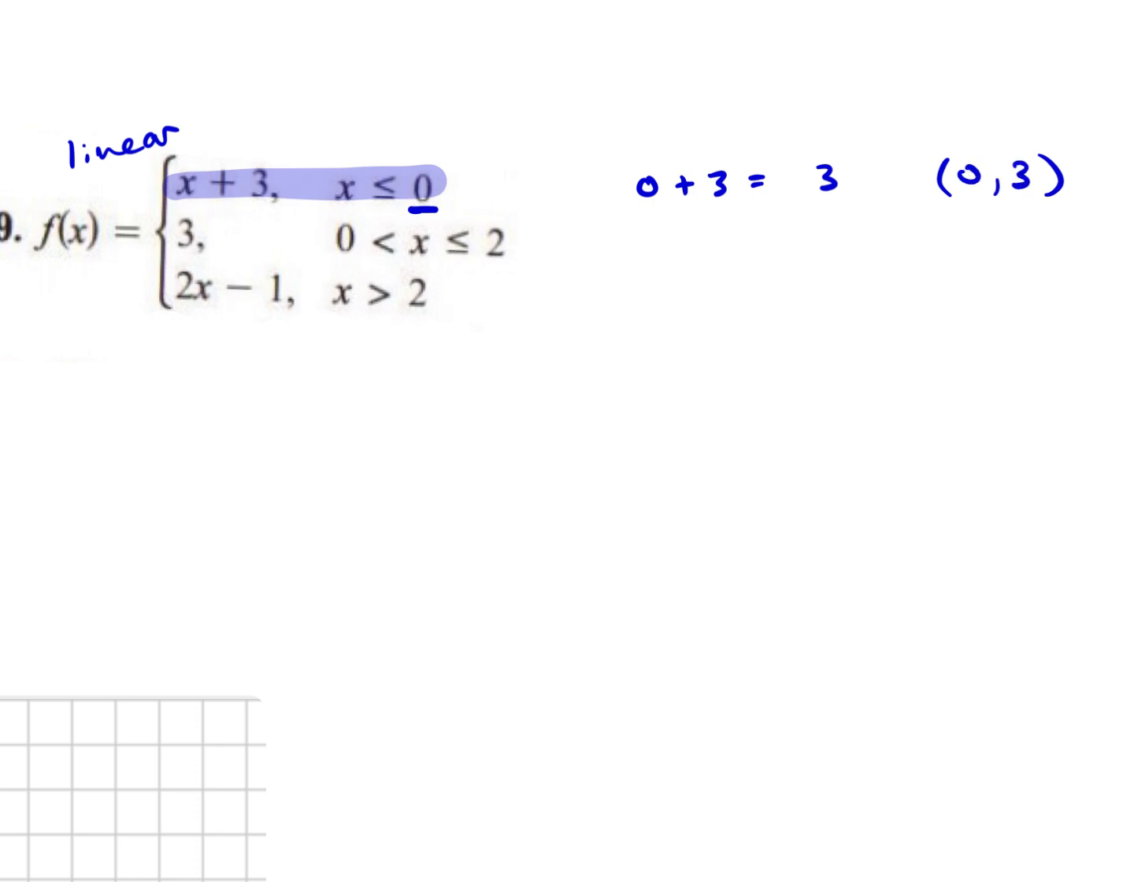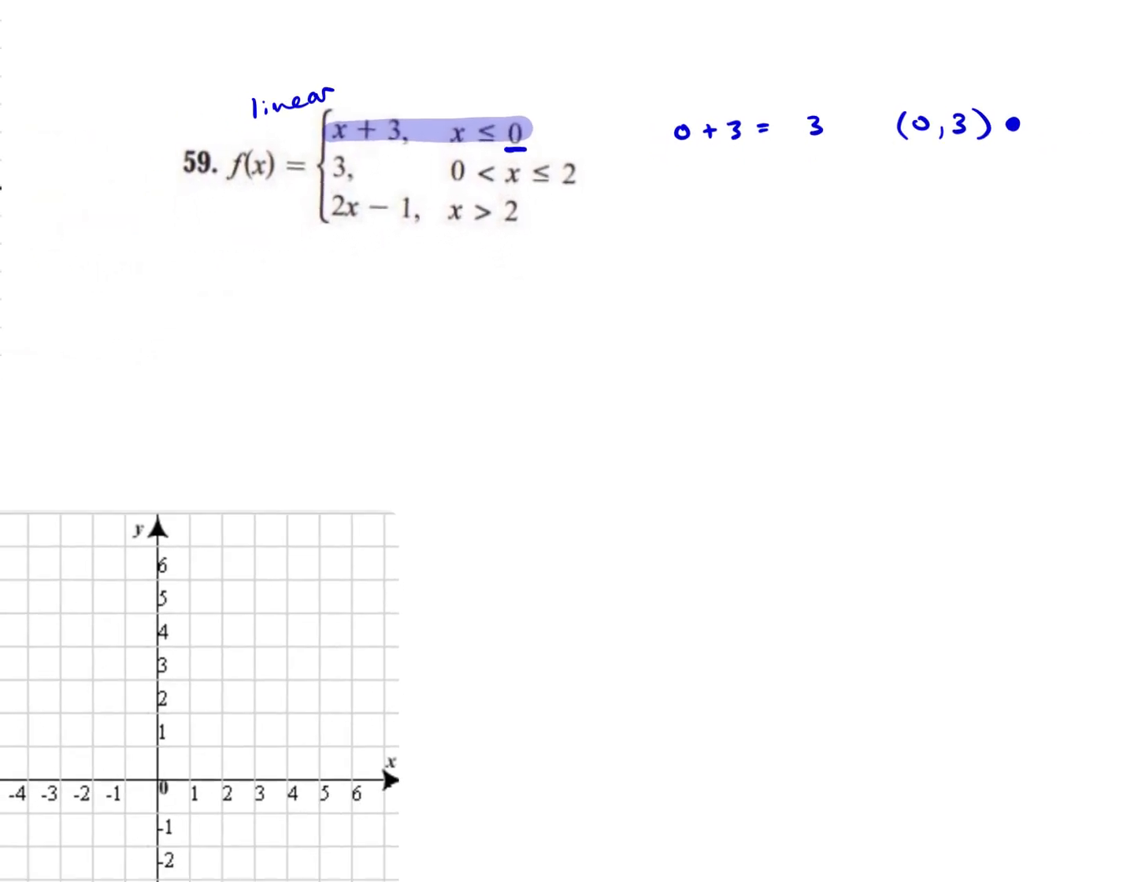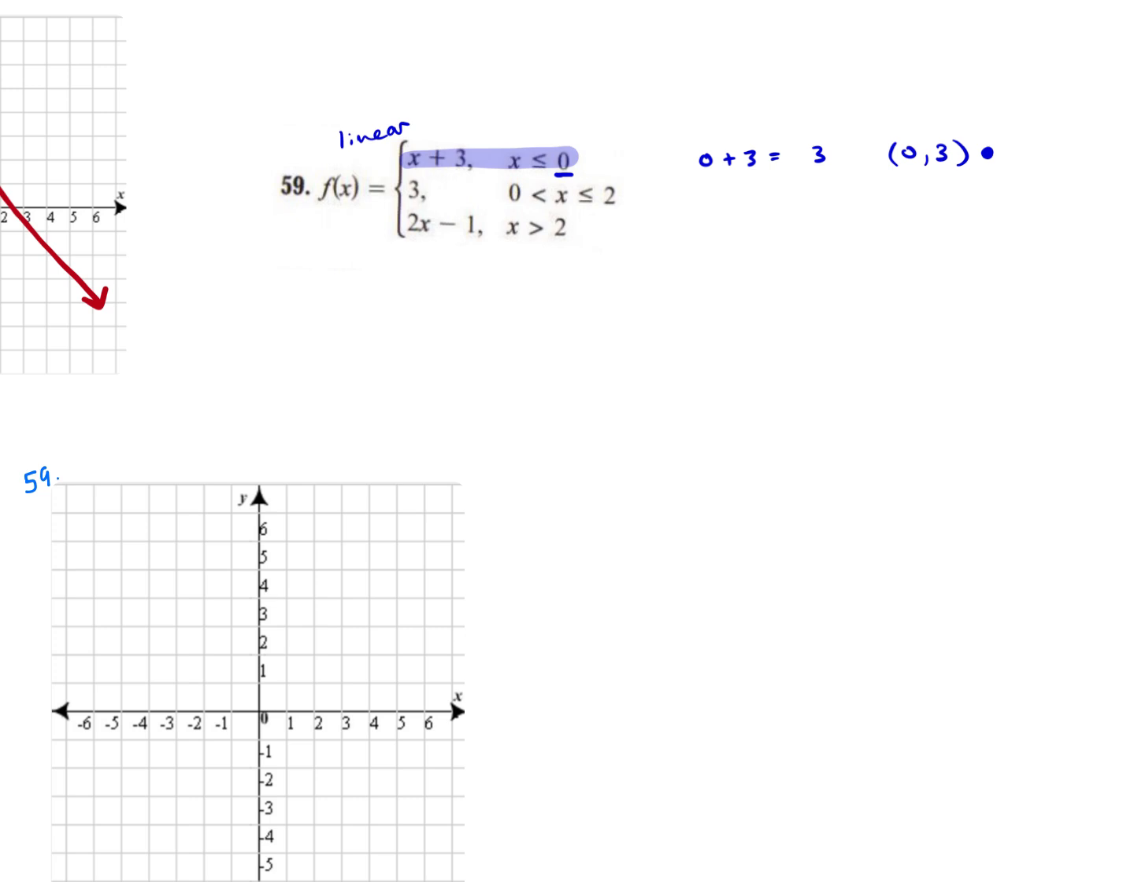So 0, 3. Is this going to be an open or closed circle? Closed circle because it's less than or equal to. So I stay at 0. I'm going to go up 3 and put a closed circle.